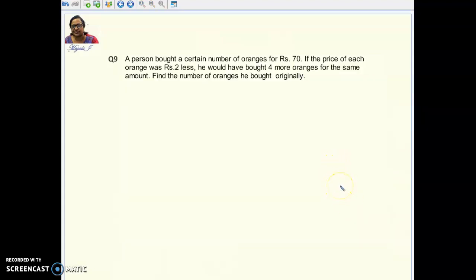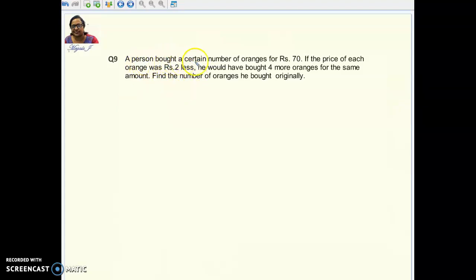Whatever the types of solution, how to apply the formula and how to factorize, we have seen that. So now we are going to see how to convert a given sentence into an equation. How do you form an equation using this? Whether it is a quadratic equation or linear or cubic, that depends on the sentence given here. So we will have to see that.